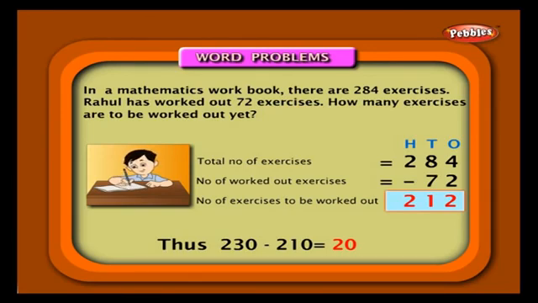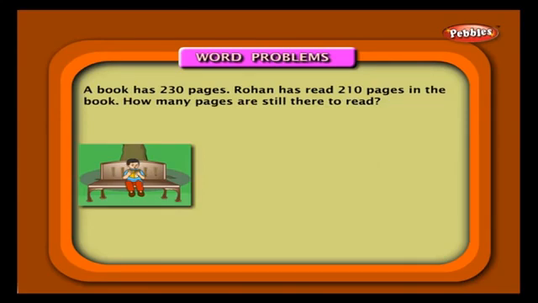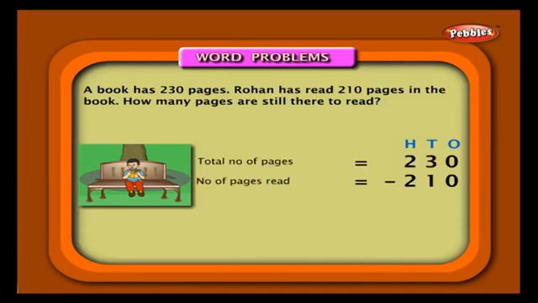212. Example 2. A book has 230 pages. Rohan has read 210 pages in the book. How many pages are still there to be read? Total number of pages, 230. Number of pages read, 210. To find out the number of pages still to be read, we should subtract 210 from 230.